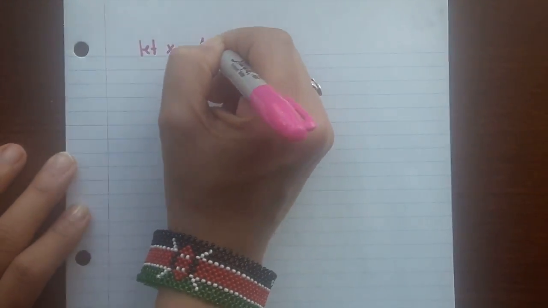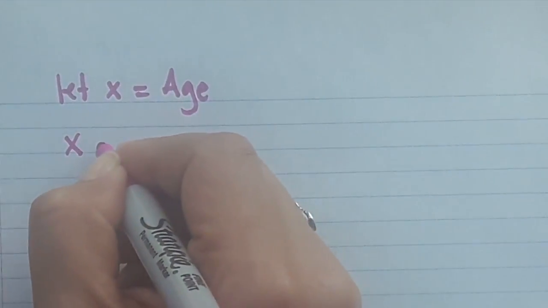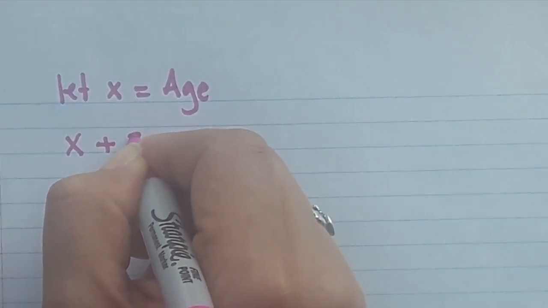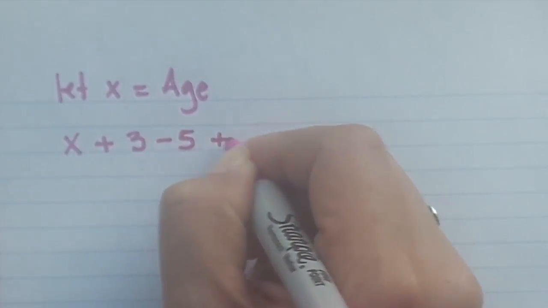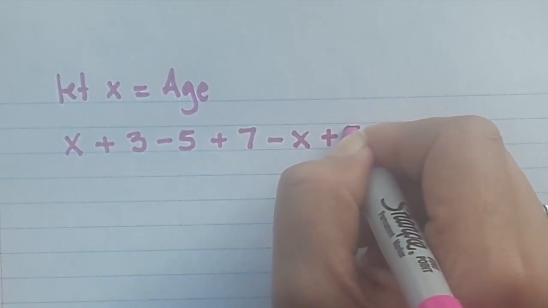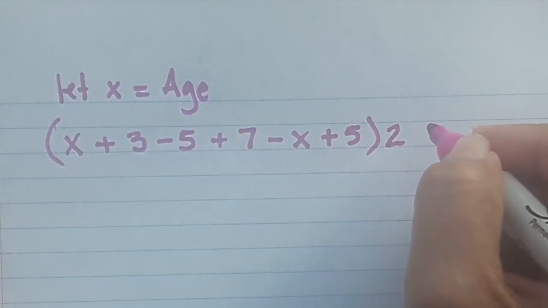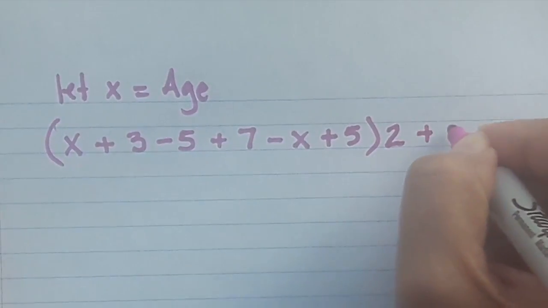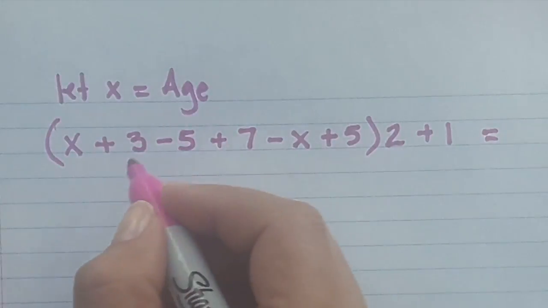Okay, so let X represent your age, or if you couldn't remember your age, the number you picked. I told you that you should add 3 to that number. Then I told you subtract 5. Then I told you add 7. Then subtract whatever number you picked. Then add 5. Then take that whole number and multiply it by 2. After you did that, I said add 1. And that would give you the answer of 21.